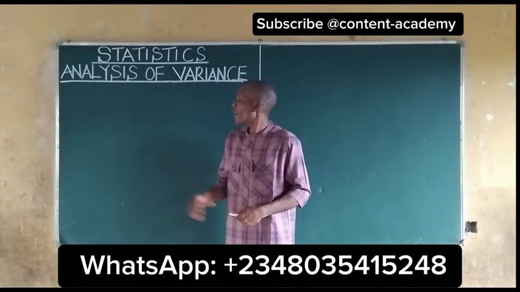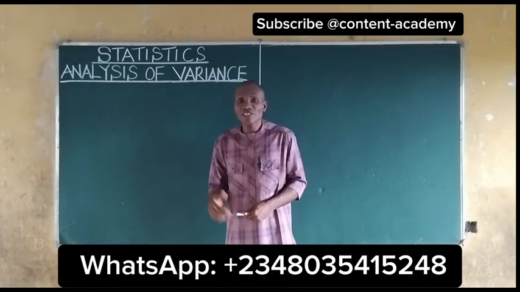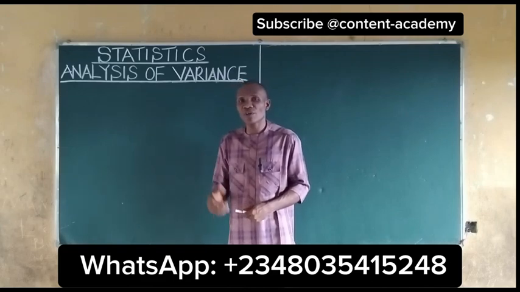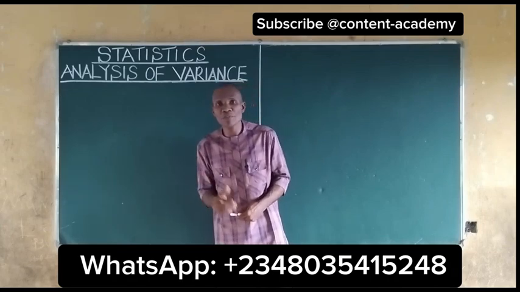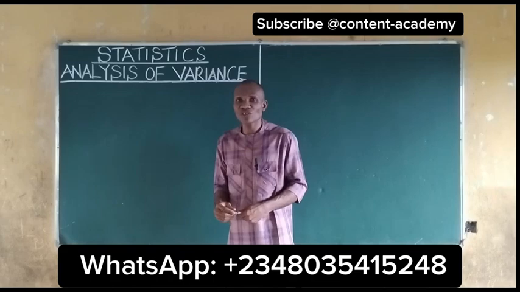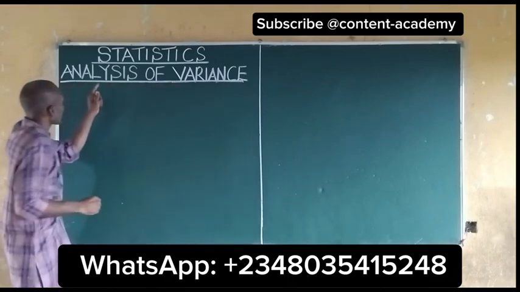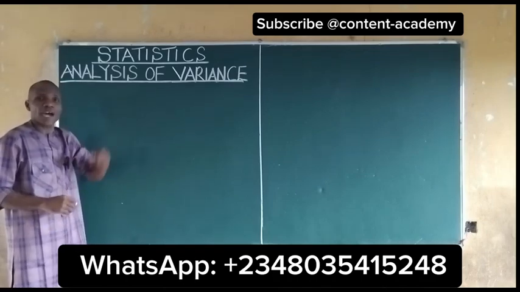In this video, we are going to talk about the analysis of variance. The analysis of variance is a statistical model, or a collection of statistical models, used to analyze differences between group means and variations between and among different groups. To analyze it, we have to put it in the form of an ANOVA table.